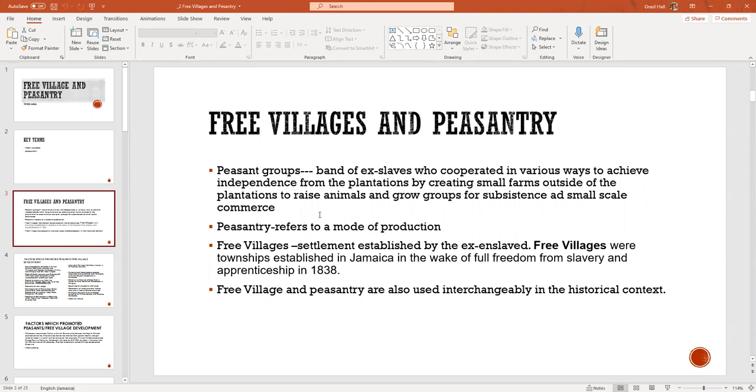All right, ladies. So let us now look at the definitions of peasant groups, peasantry, and free villages. When we talk about peasant groups, somebody read that for me, please. A band of ex-slaves who cooperated in various ways to achieve independence from the plantations by creating small farms outside of the plantations to raise animals and grow crops for subsistence and small-scale commerce, which is taken from the CAPE Caribbean Studies textbook.